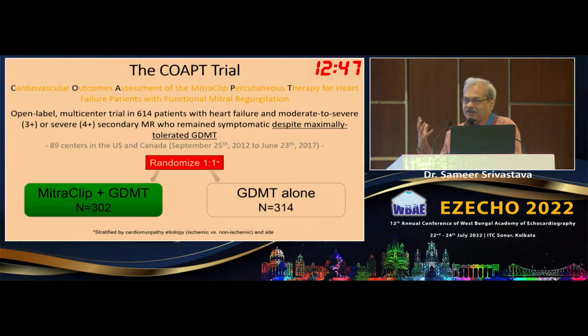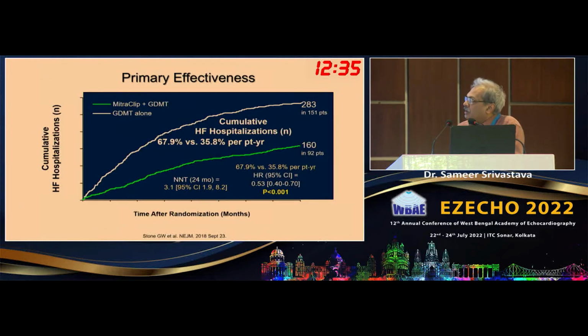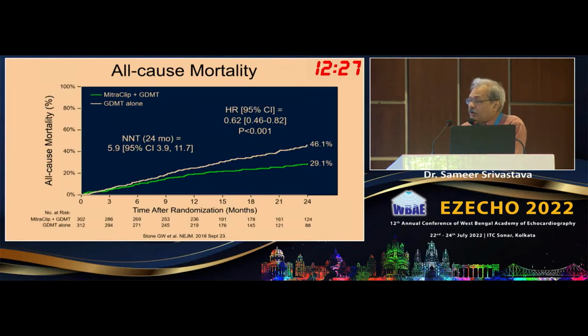This was the latter trial, the COAPT trial from America, where they randomized Mitra clip with guideline-directed medical therapy versus guideline-directed medical therapy alone, and they found that the best advantage was in cumulative heart failure hospitalization. Hugely divergent graph at the end of 2 years. Not only that, people died less, and they said that the all-cause mortality was much lesser.